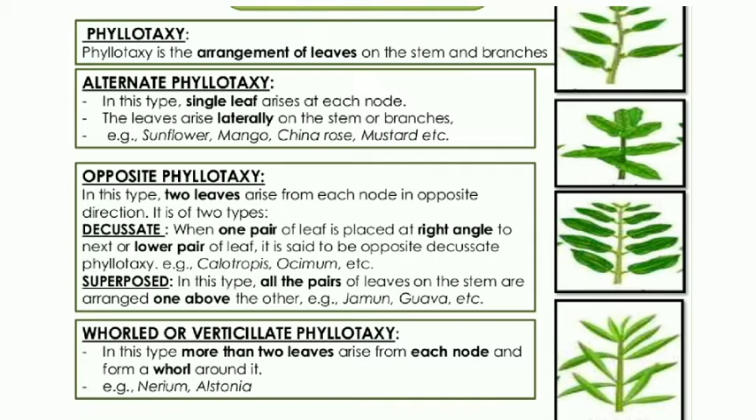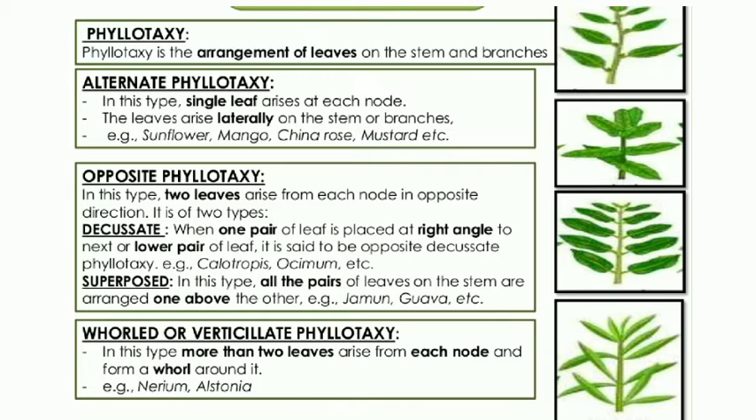For example, sunflower, mango, china rose, mustard, etc. See the first diagram where we can see the alternate arrangement of the leaves on either side of the stem at each node. The second type is opposite phyllotaxy. In this type, two leaves arise from each node in opposite directions. Means at one node, on either side, there will be two leaves. Here we have two types of opposite phyllotaxy: opposite decussate and opposite superposed.